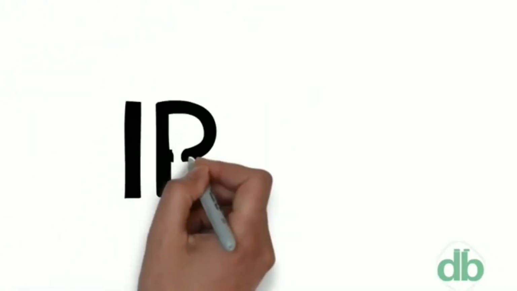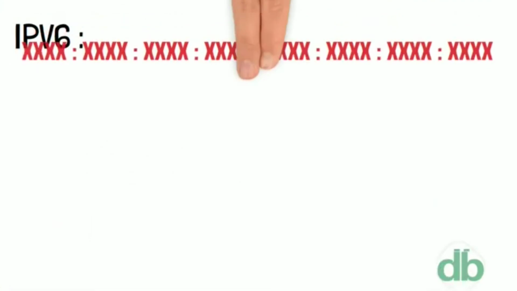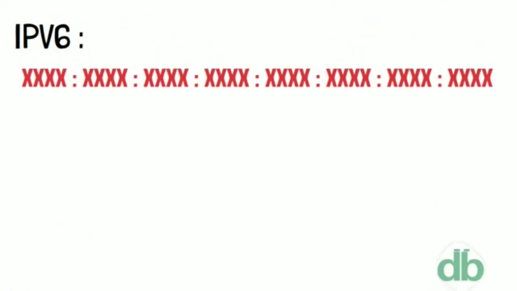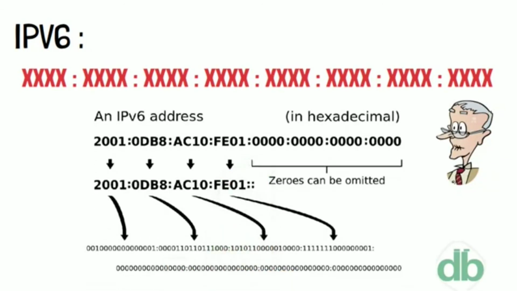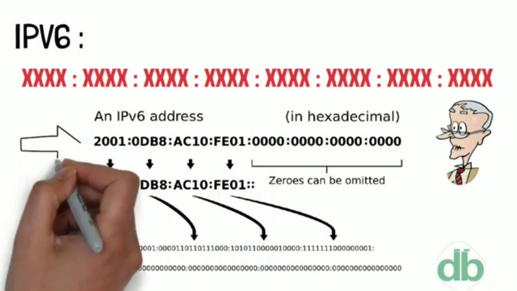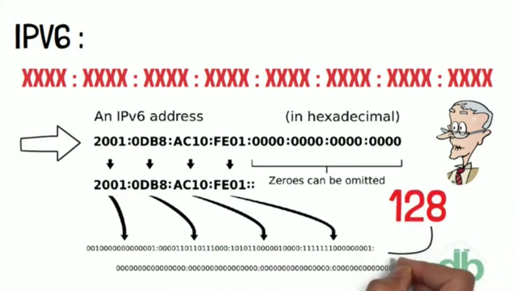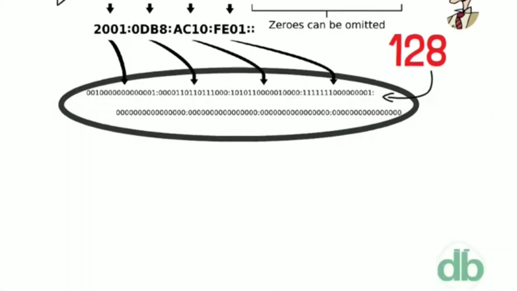In human-friendly form, IPv6 is written as a group of 8 hexadecimal numbers separated with colons. For example, in human-friendly form, the IPv6 address can be written like this, while in computer-friendly form the IPv6 address can be written by a sequence of 128 ones or zeros.